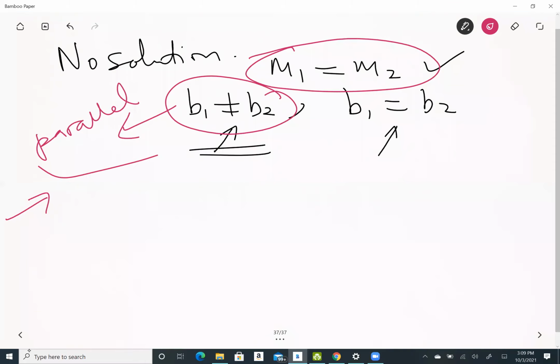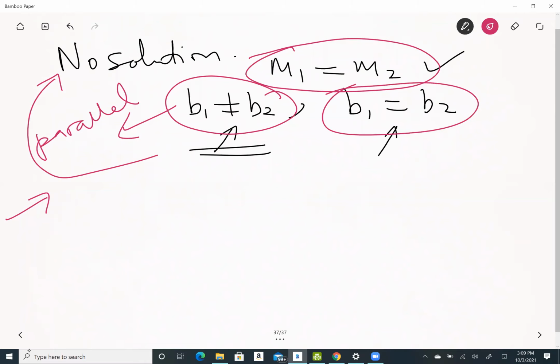There will be no solution. The lines will not intersect. They will go around the earth a few times and they won't intersect, because they are parallel. So if the lines are parallel, there will not be any solution.